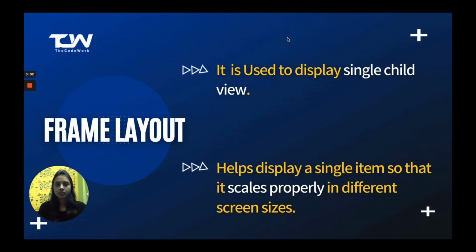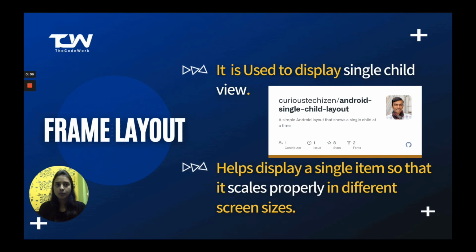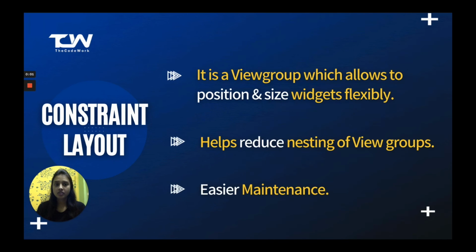Frame layout. This view group is used to display a single child view because it can be difficult to organize child views in a way that is scalable to different screen sizes without the children overlapping each other. Constraint layout. It is a view group which allows us to position and size widgets in a flexible way. It is easy to maintain and reduces nesting of view groups.